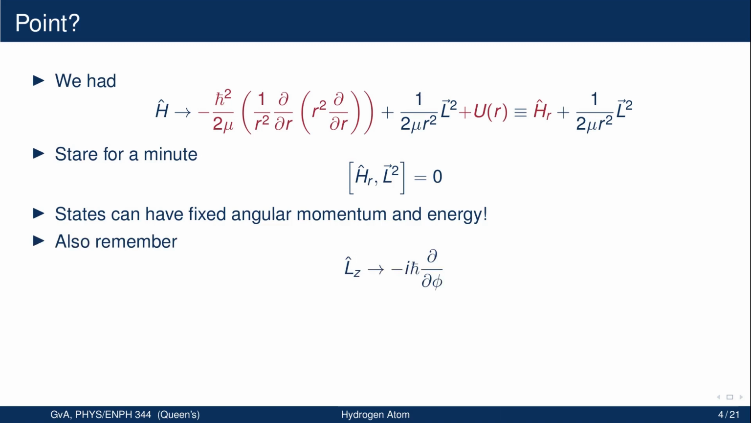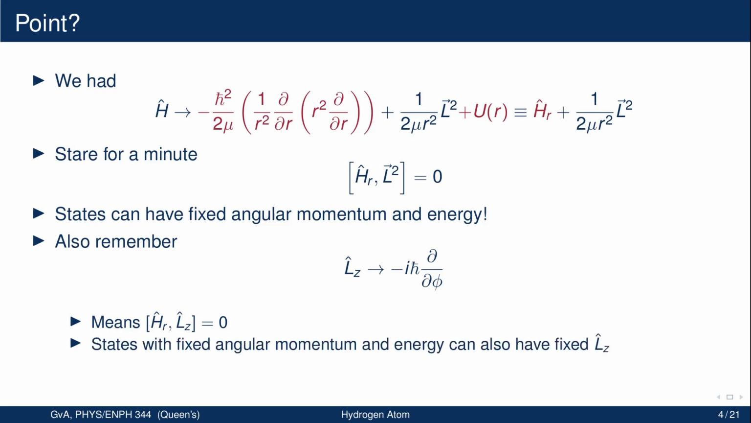We also studied before the z component of the angular momentum and found that its position space representation in spherical polar coordinates was given by this form here. That means that in addition, the z component of the angular momentum also commutes with all these radial parts of the Hamiltonian. That means that states not only can have fixed total angular momentum, they can also have a fixed z component of the angular momentum. States can be eigenstates of the radial part of the Hamiltonian and the total angular momentum and its z component. This allows us to narrow down the form of the states.